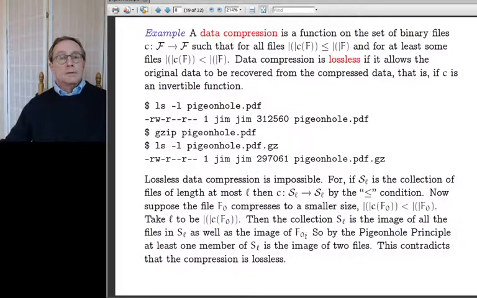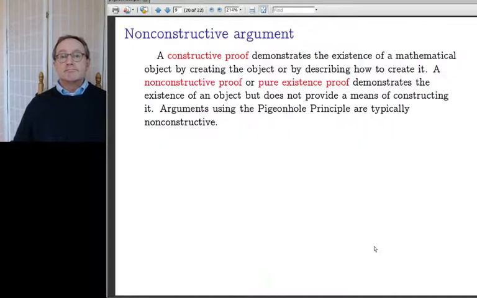So the pigeonhole principle, that's no good. You have sort of 101 pigeons to put in 100 boxes. So by the pigeonhole principle, at least one member of S of L is the image of two files. That's not going to work. That's not lossless. If you go to decompress that file, you won't know which file to decompress to. So that contradicts that the compression is lossless. So basically what happens with data compression is that you shrink some files. Some files you shrink a lot, but a couple of files grow.